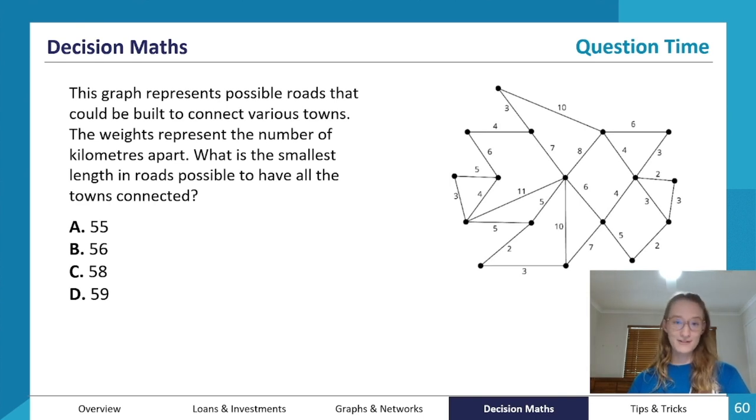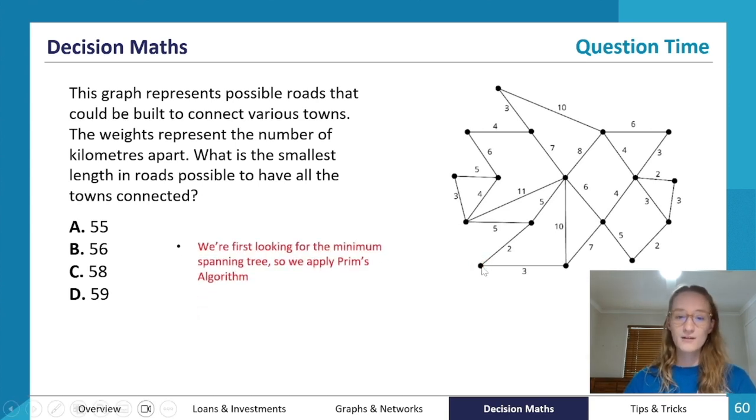Let's apply Prim's algorithm. So I'm going to start with the vertex in the bottom left-hand corner. And I'm going to see that I've got two edges attached to it, one with a weight of 2 kilometers and one with a weight of 3 kilometers. The most minimum cost-effective way to connect in this vertex is by building that road there. So we're applying Prim's algorithm. Okay, so now my graph has two vertices, like the Prim's algorithm step said that it would.